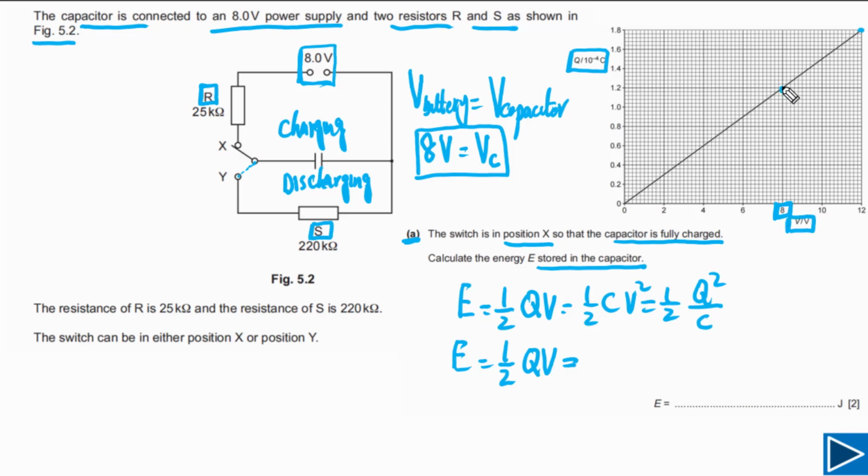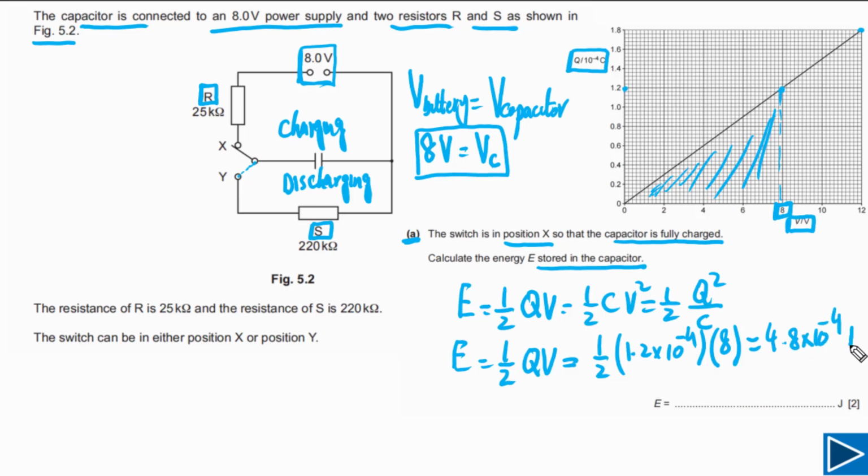So we have the value of V, and the value of Q is 1.2. Simply, you just need to calculate the area under this line. Now we can plug in values. We have 1/2, and the value of Q is 1.2 times 10 to the negative 4, and we multiply with the value of V, that is 8 volts. So our final answer in this case will be 4.8 times 10 to the negative 4 joules to 2 SF. This is our final answer for E.